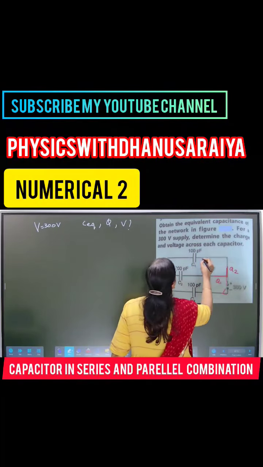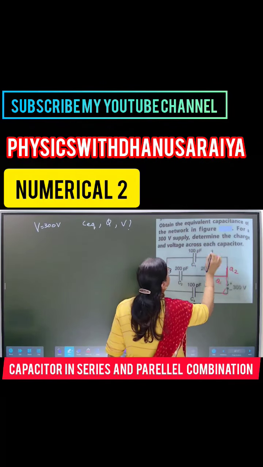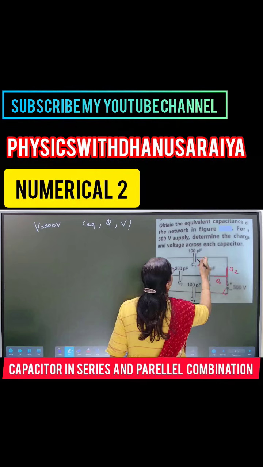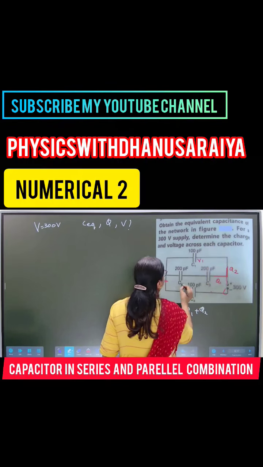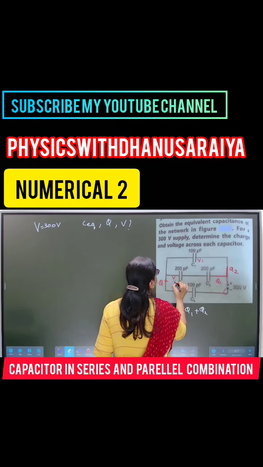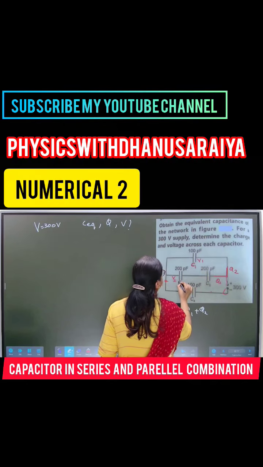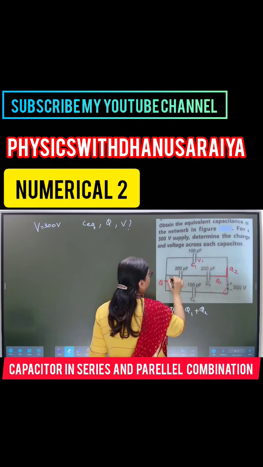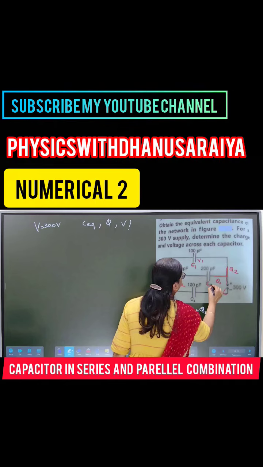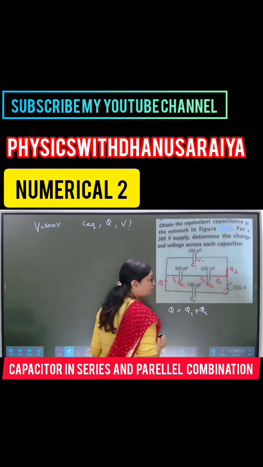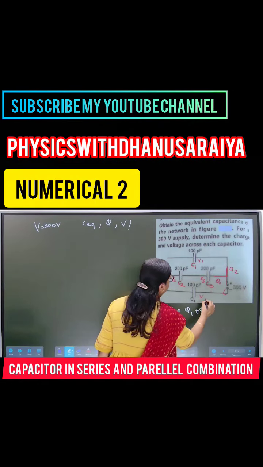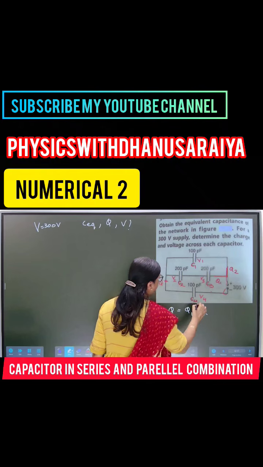So let us find the voltage also across each capacitor. Let us name the voltage here as V1. For C2, let it be V2. This is C1. This is C2. So V1 for C1, V2 for C2, V3 for C3, and V4 for C4.